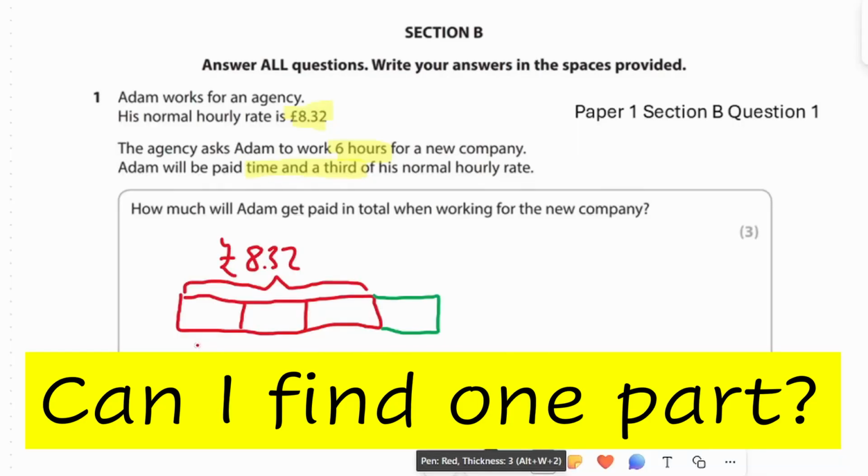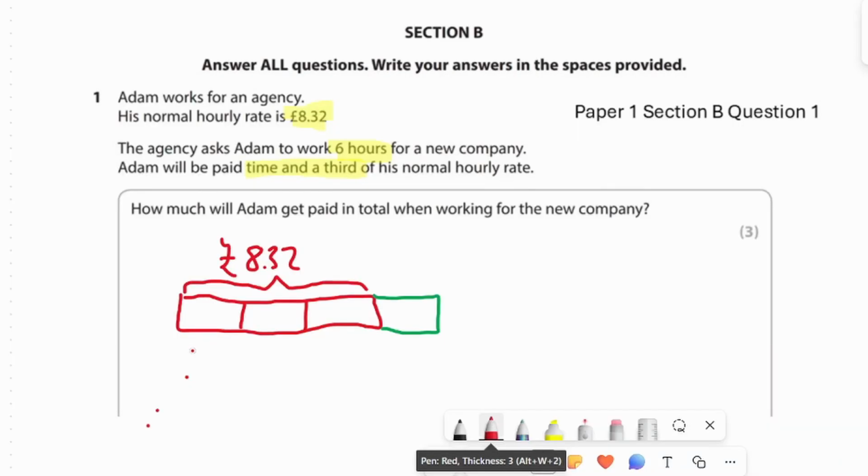Now, another useful question to ask yourself in questions like this is, can we find one part? And here, looking at the diagram, we have £8.32, which represents 3 parts. So how can we find one part? And hopefully you can see here that by dividing £8.32 by 3, we're going to be able to work out what one part equals. So let's just punch that in the calculator.